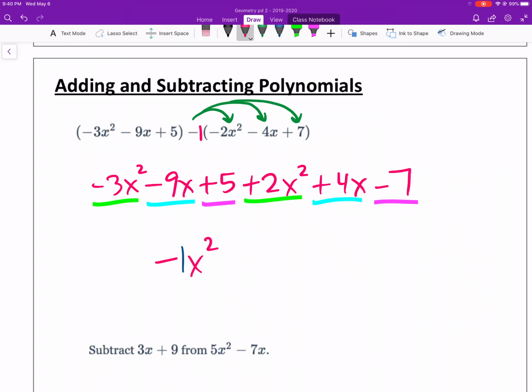Now you have your x terms. Negative 9x plus 4x is negative 5x. And then 5 minus 7, 5 and negative 7, makes negative 2.